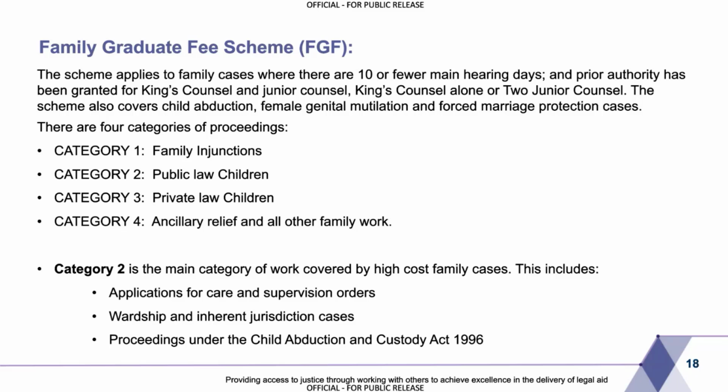There are 4 categories of proceedings. There's Category 1 for family injunctions, Category 2 for public law children, Category 3 for private law children, and Category 4 for ancillary relief and all other family work. So Category 2 is the main category of work covered for high-cost family cases, and that's going to be the focal point of this section of the slides. And this is applicable for cases for care and supervision, wardship and inherent jurisdiction, and proceedings under child abduction.